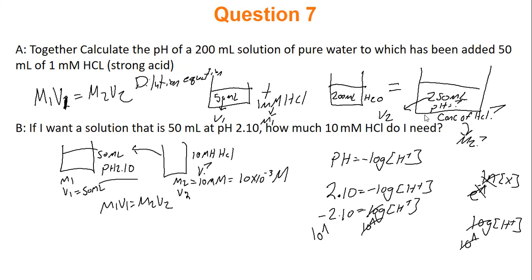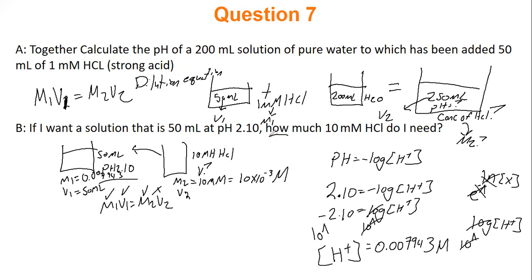And my hydrogen concentration when doing that is 0.007943 molar. So that is my M1. That's my concentration of acid, 0.007943. So I have an M1, I have a V1, I have an M2, I don't have a V2, and that's what the question's asking.